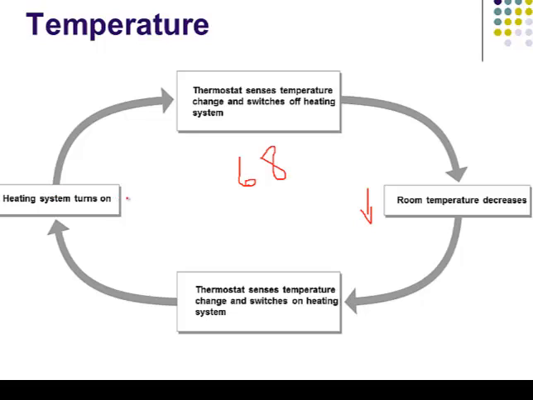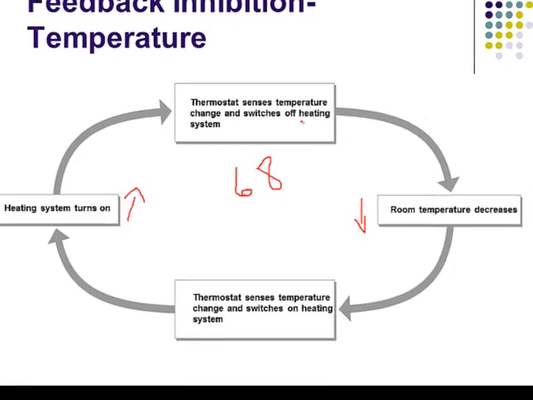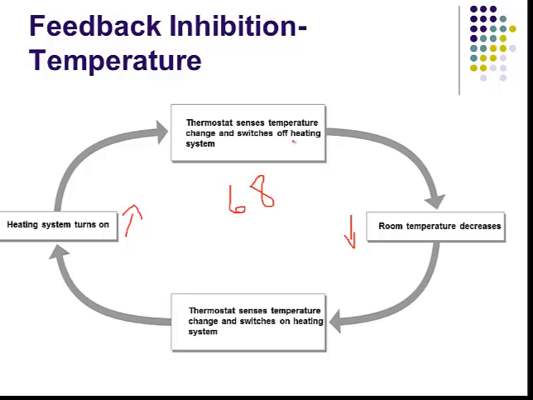The heating system is going to turn on, pumping heat back into my house until I get back to 68 degrees. Once I'm at 68 degrees, it's going to then turn off the heating system. So it's not going to keep heating the house forever until it gets to 90 degrees. It stops when it gets to that set point. So the heat is regulating itself in a sense.